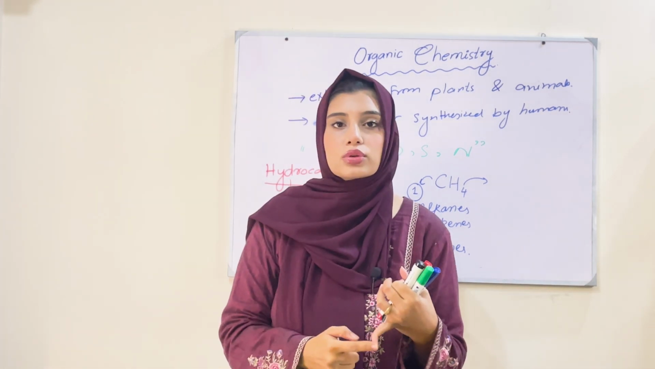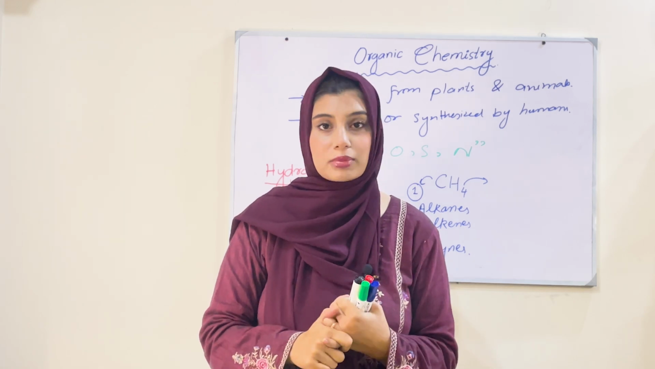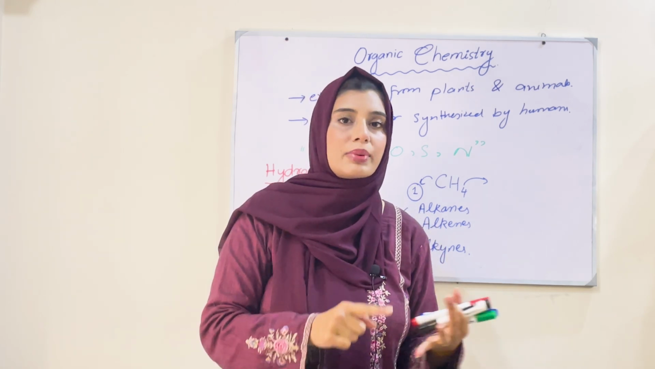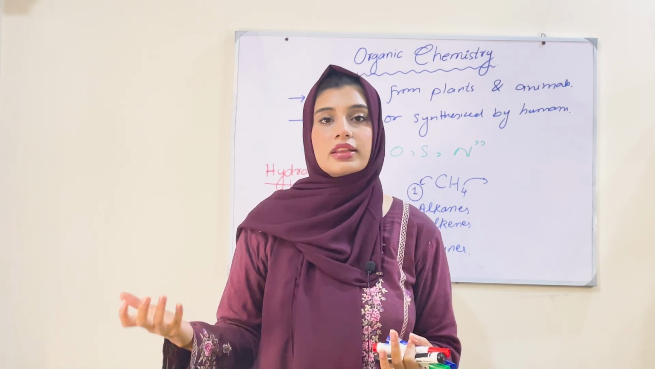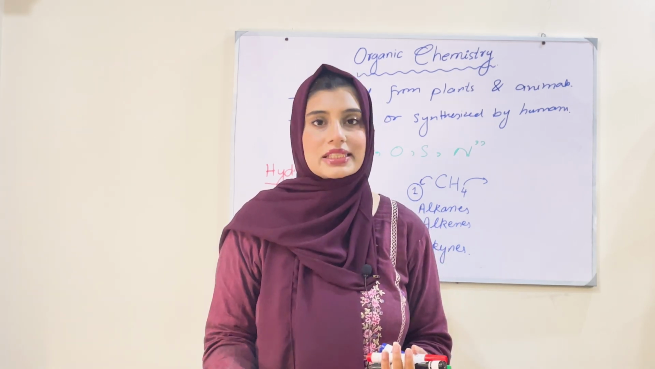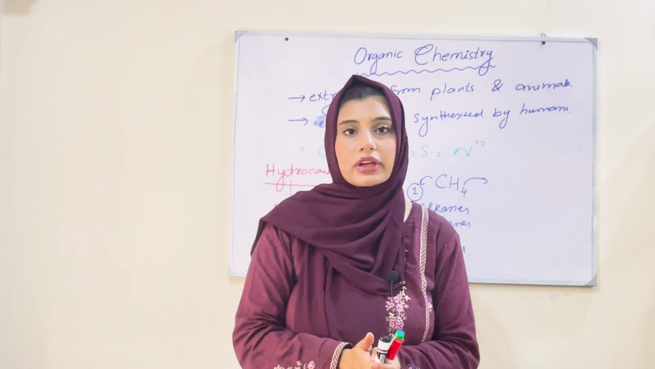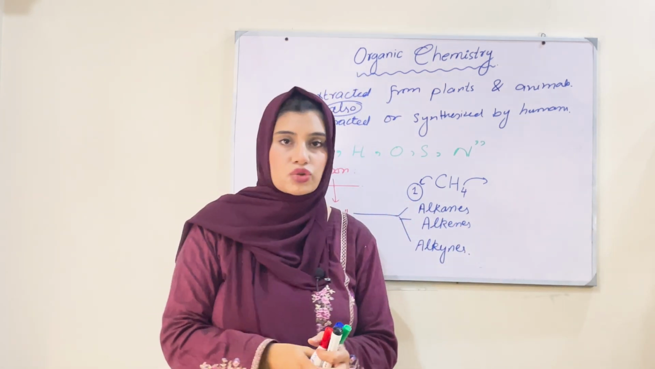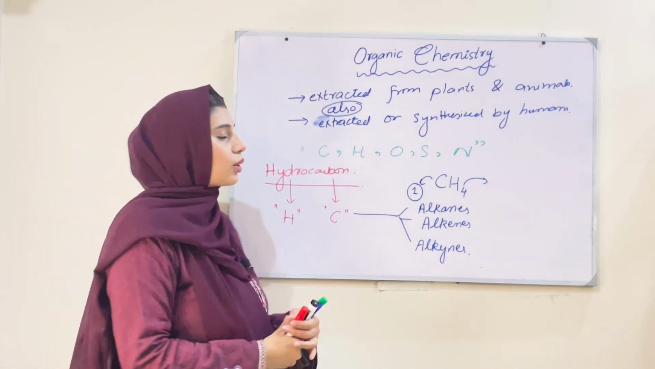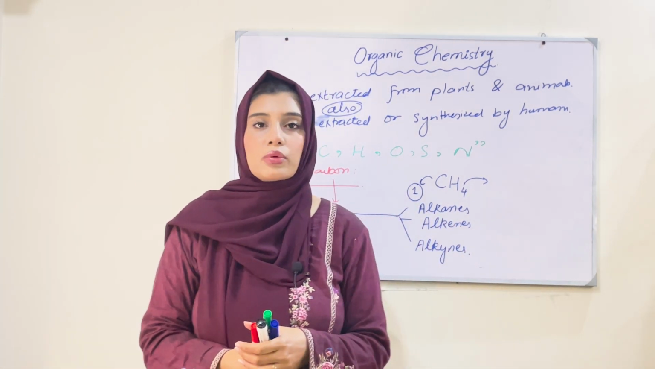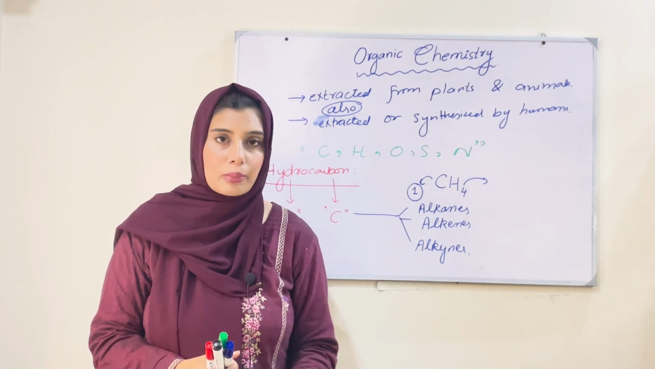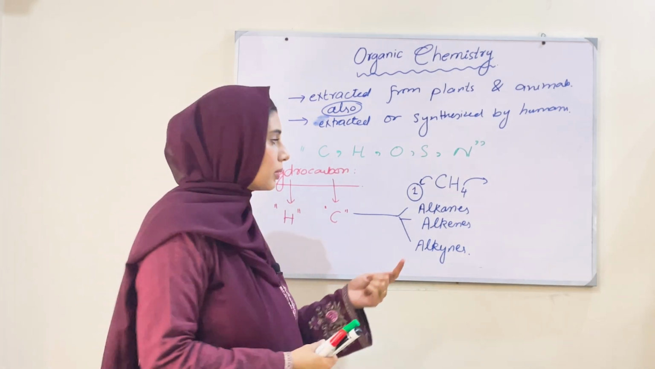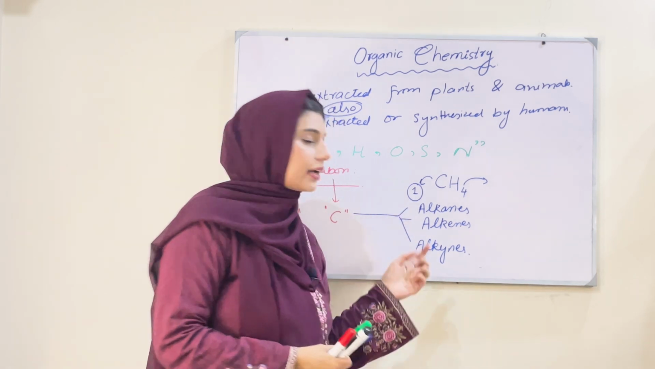First of all, I told you that the modern definition of organic chemistry is that any compound which has carbon and hydrogen compulsorily, and can have oxygen, nitrogen, sulfur and other elements, is known as an organic compound, and the study of organic compounds is known as organic chemistry. After that, I told you about hydrocarbons: compounds which have only carbon and hydrogen, and the major examples of hydrocarbons are alkanes, alkenes and alkynes.